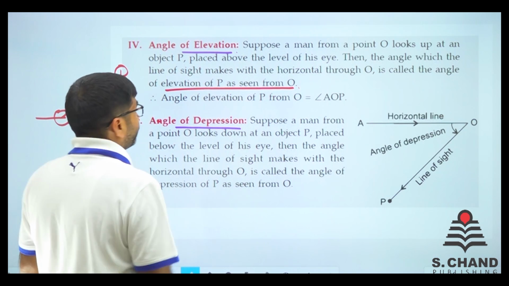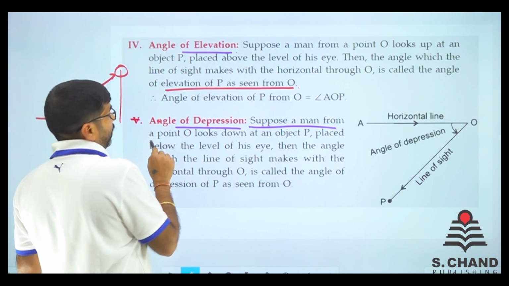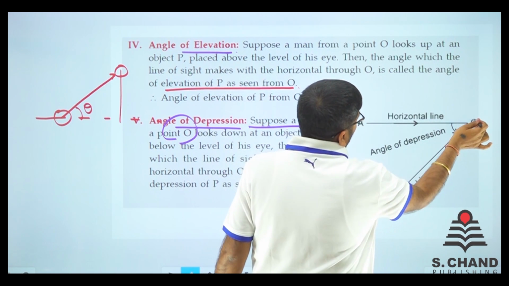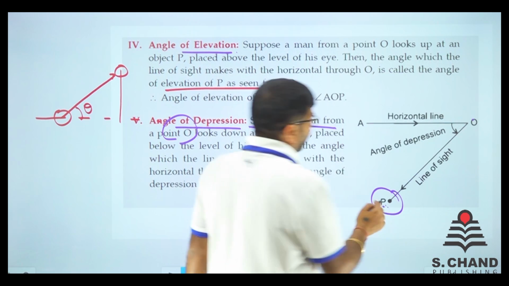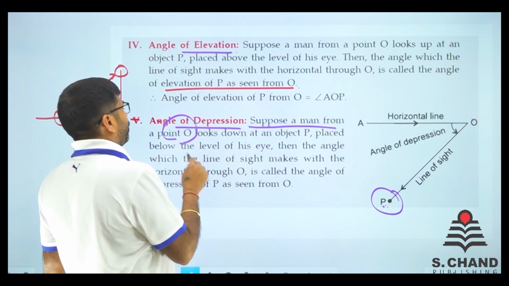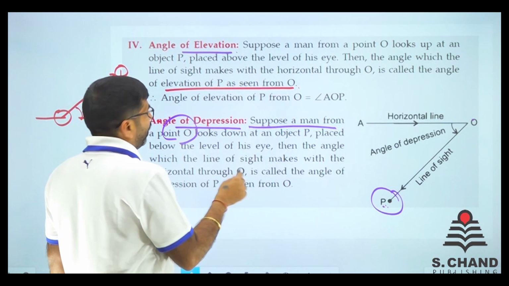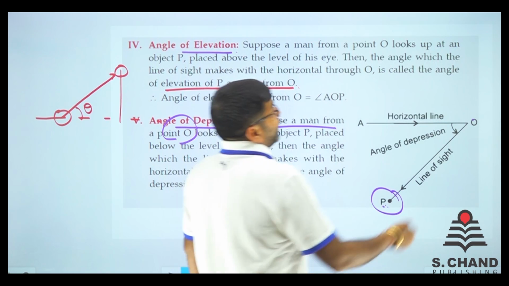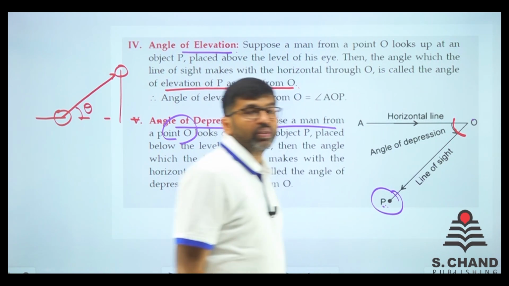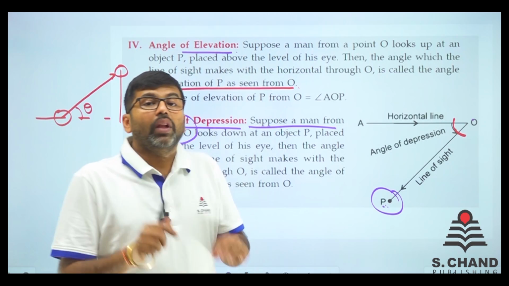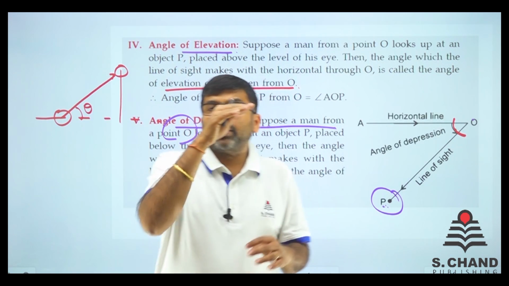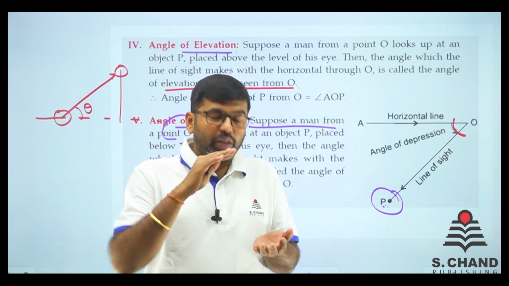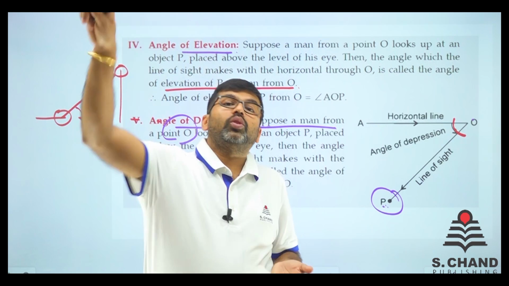Angle of depression. Suppose a man is at a point O, and looks down at an object P placed below the level of his eyes. Then the angle which the line of sight makes with the horizontal through O is called the angle of depression. This angle is known as the angle of depression. So this is the angle of depression when you are at a higher level and you see something below your level, and the angle of elevation is when you see something from a lower level to a higher level.